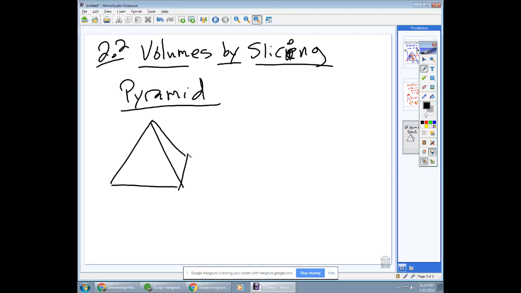So I've got this pyramid and I want to find its volume. And let's say it's a pyramid with a square base, which is going to make my life a little bit easier. And let's make it 2 by 2, and give it a height of 3.